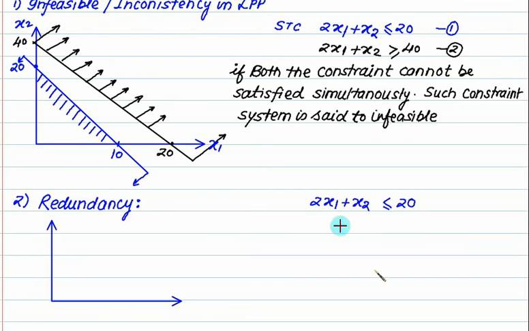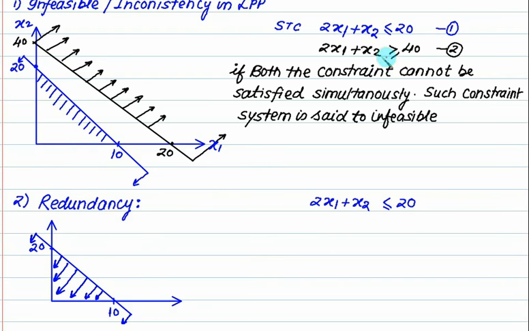The second type of difficulty we come across is called redundancy. Take 2x1 + x2 ≤ 20. Does it mean that I have one point equal to 10 and the other point equal to 20? Because of this, I have one line like this, and the region below this is always true. That is this region.